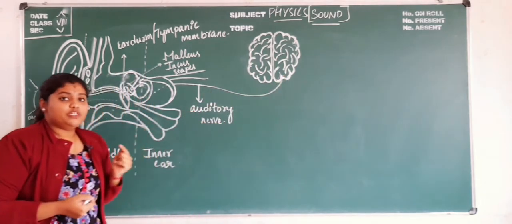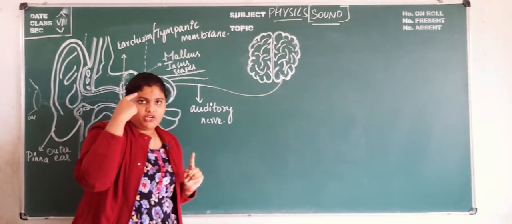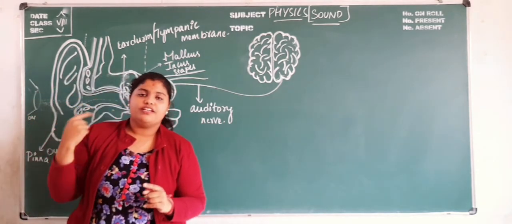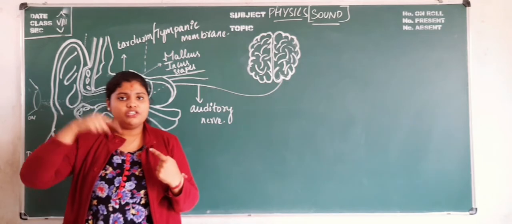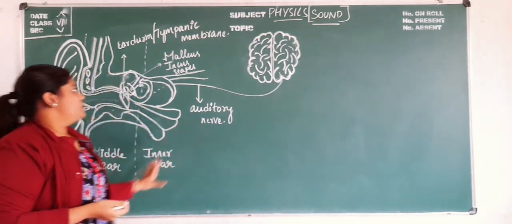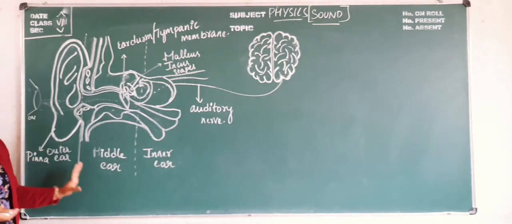And the sound which we hear from our left ear is located in the right part of our brain. So when we hear the sound through the right ear, the information is decoded in the left side of our brain. So this is how we humans hear sound.